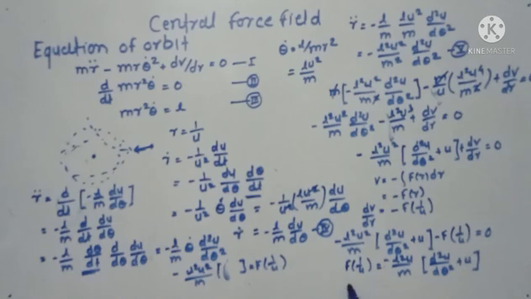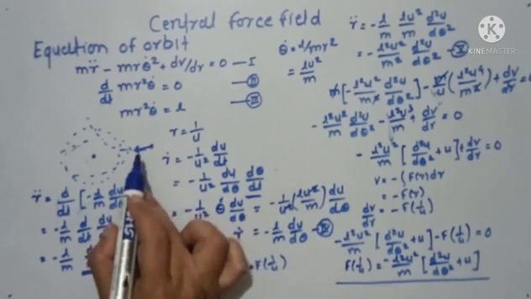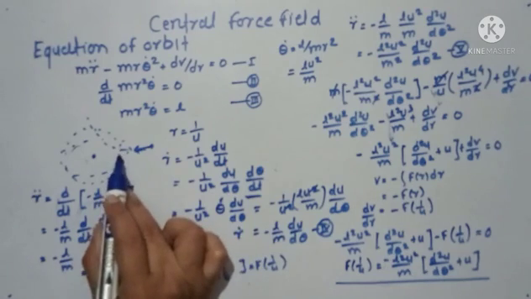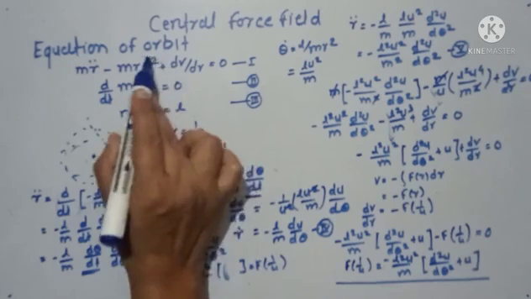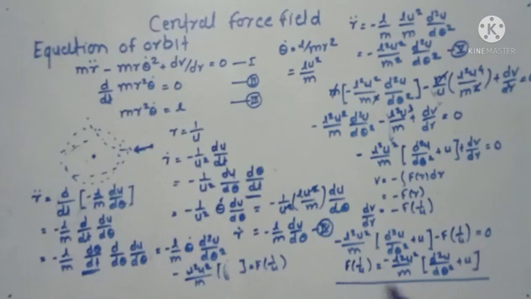Now this equation of the orbit, which we are going to use in many places to calculate the equation of the ellipse or the equation of the circle. So this was all about the equation of the orbit. It is necessary to derive the equation of the orbit in the central force field, because whichever particle is entering the central force field will follow some orbital path. And this equation we are going to use in further equations.